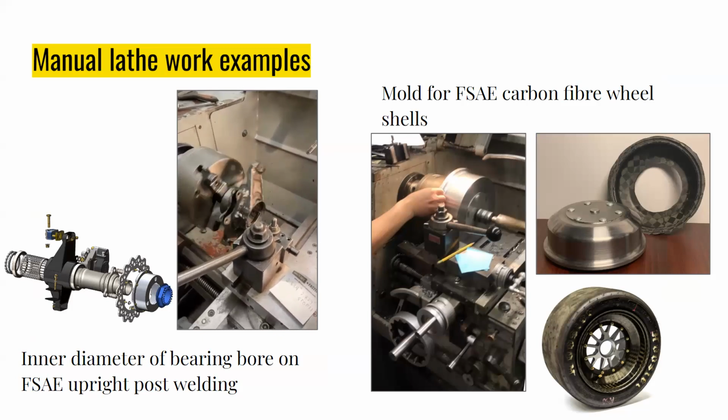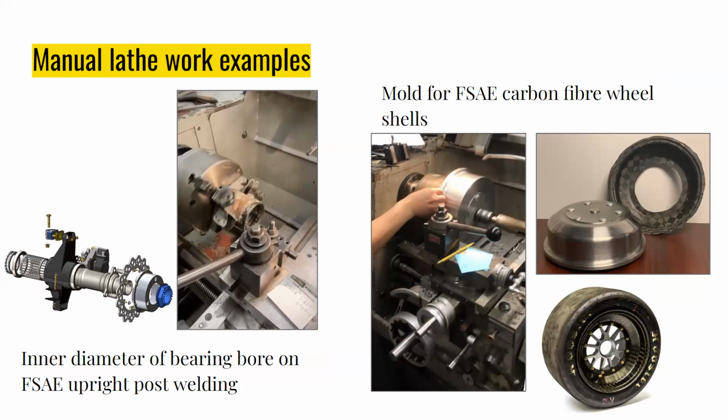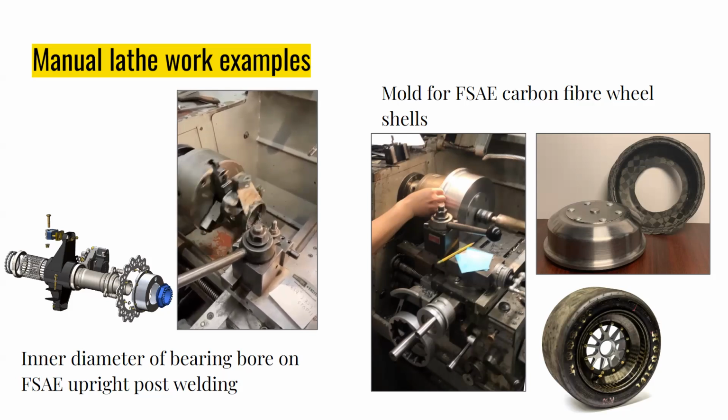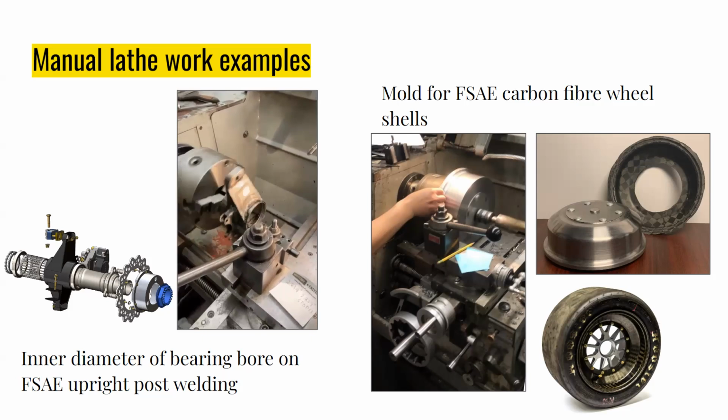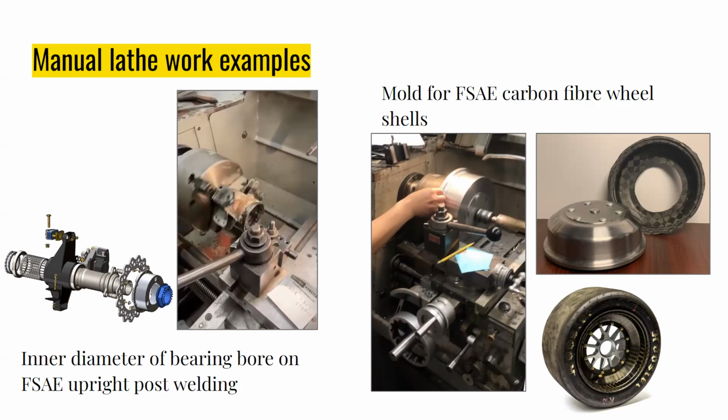And then on the right, we have a mold for carbon fiber wheel shells. This was actually intended to be done in a CNC lathe because it is a very time-consuming operation. However, our sponsor fell through for that, and as a backup, we ended up doing these molds on a manual lathe. And this was very time-consuming because there's a lot of material to remove. However, the geometry was fairly simple, so it was doable. It was just time-consuming. So here, the manual lathe made an excellent backup to a CNC lathe.